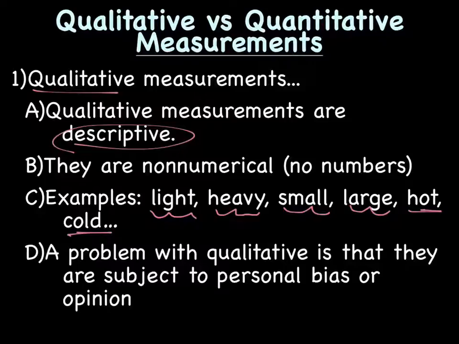A problem with qualitative measurements is that they are subject to personal bias or opinion. What I think is very heavy, someone else might think is not so heavy, maybe light. If I think something is very small or somewhat small, somebody else might call that large. What I think is hot, somebody else may think as warm. So with qualitative measurements, it's very difficult for everyone to agree on the description because it's subject to personal bias.